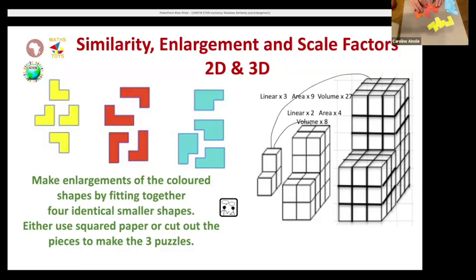If you haven't cut them out, then just use a piece of square paper. This is 2 squares. This is 3 squares. The L, 2 and 3. This is 1, 1 and 1. And this one is a 2 by 2 square with 1 sticking out. We've got to make the same shape using 4 of these smaller shapes. So an enlargement, a similar shape.